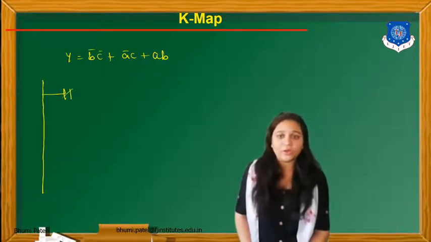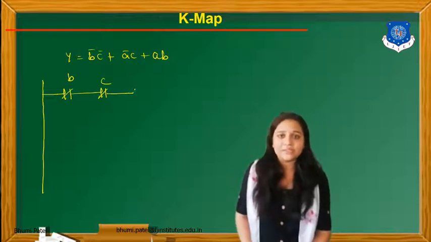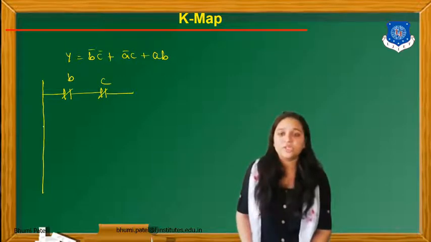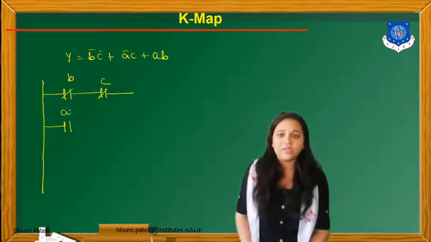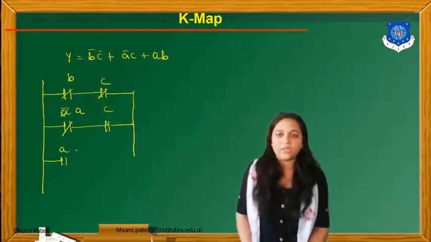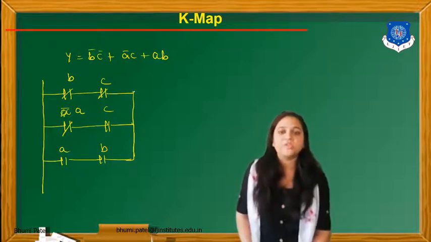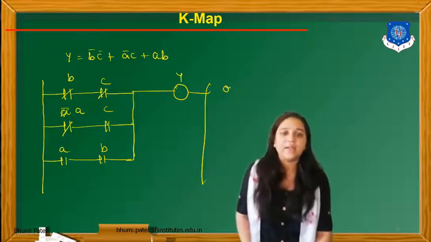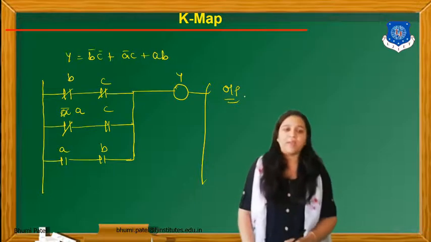So we can put here normally closed contacts for both inputs B and C and put them in series connection, plus A bar into C. So we can put it in parallel connection, with A input complement, and C as it is, a normally open contact. And the third term is A into B. So we can put here A and B, and this is my input possibility and this is my output Y. So this is the ladder diagram for this particular K-map equation.